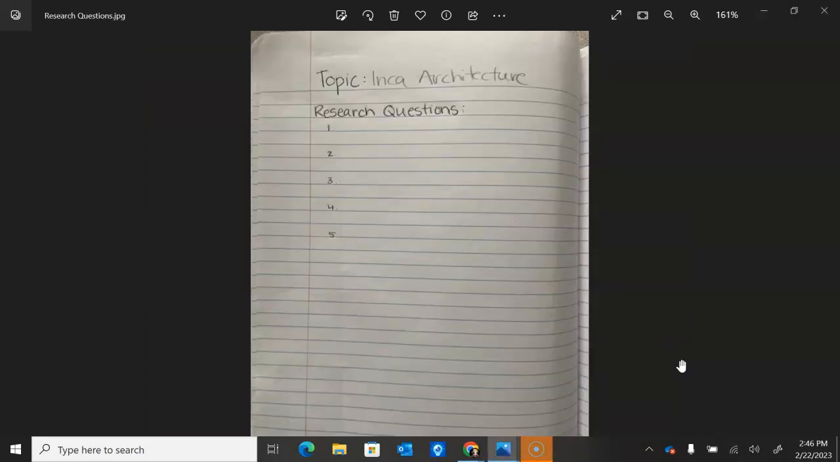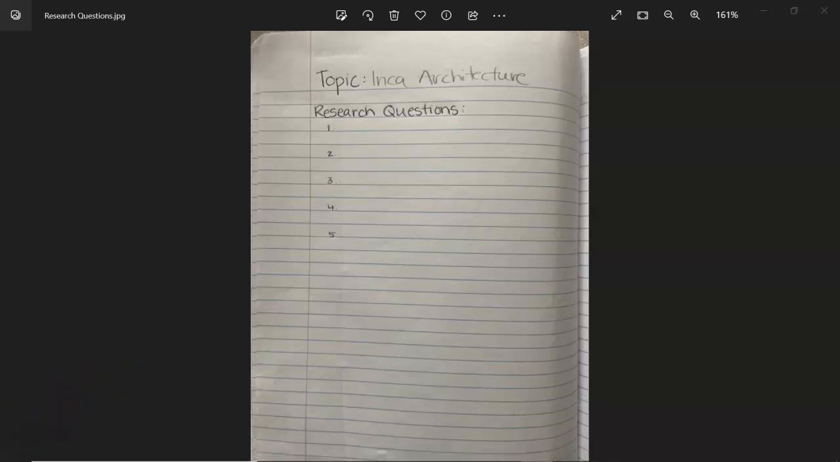So at the top of this page, go ahead and write topic and then put your research topic. For example, it could be something like Inca architecture or Aztec food. And then below that, I'd like you to write research questions and number 1 to 5, skipping a space. I want you to shoot to come up with at least 5 research questions. So go ahead and pause the video and set up your notebook to look like that. And then you can resume.